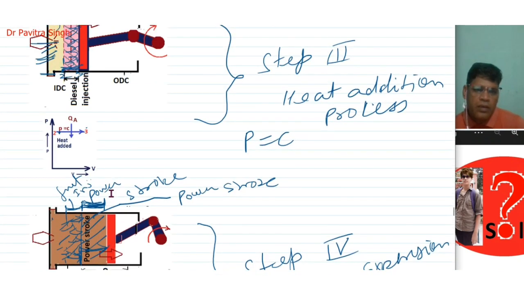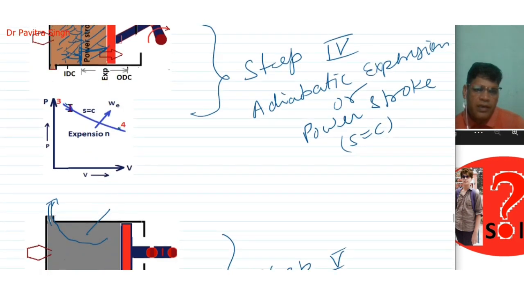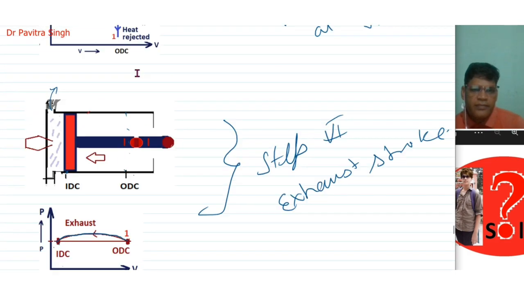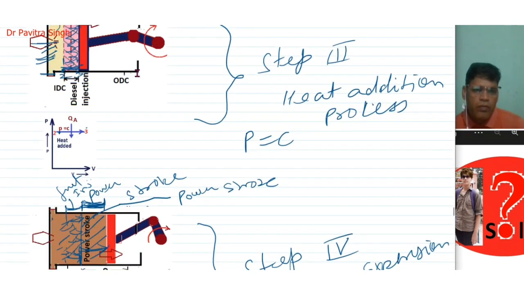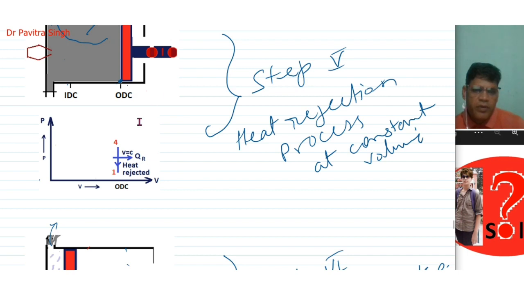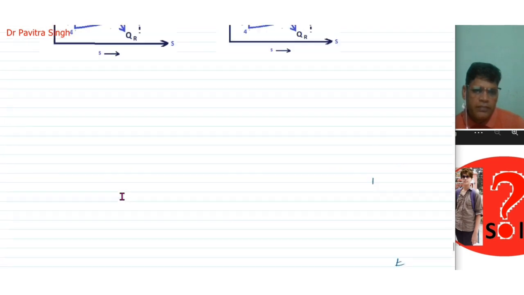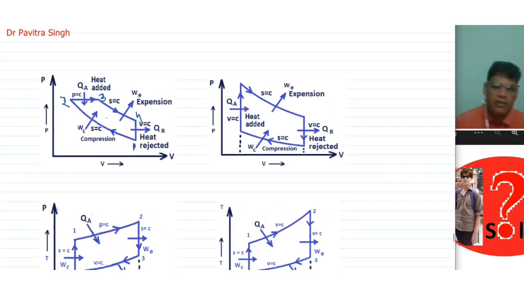Now it is expansion of burnt gases. So this is the power stroke or expansion stroke. So this is 3 to 4. This will be the expansion stroke, a reversible adiabatic process 3 to 4, and then heat rejection at constant volume. So you can see in this process, heat is rejected at constant volume 4 to 1. Okay, so this is actually heat rejection 4 to 1 at constant volume.